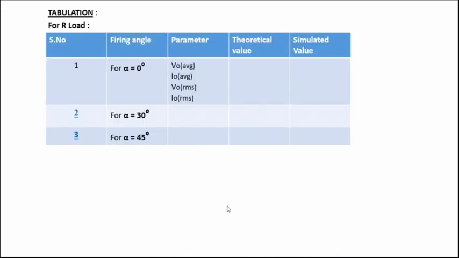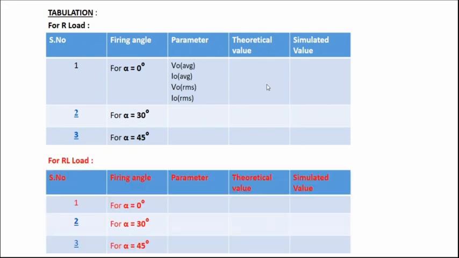So this is the tabulation chart for the R load. When firing angles are changed, we can measure the output parameters, and these output parameters can be compared with the theoretical value. For RL load also, the output parameters can be measured for different firing angles, and these values can be compared with the theoretical value.